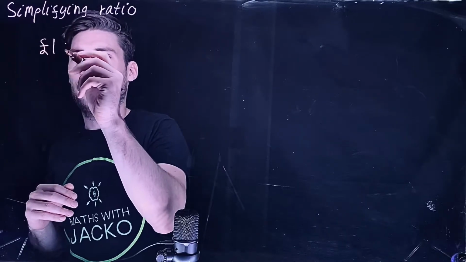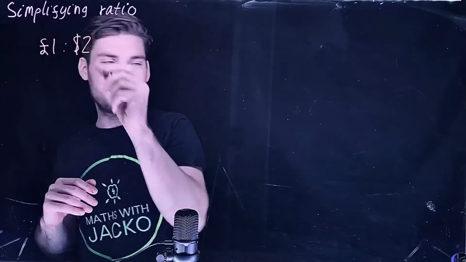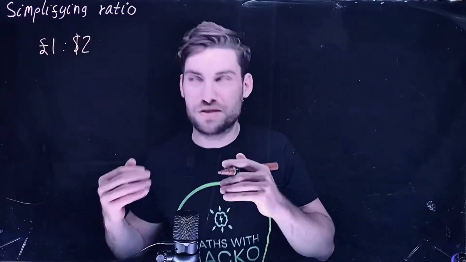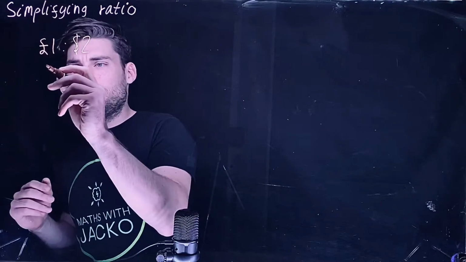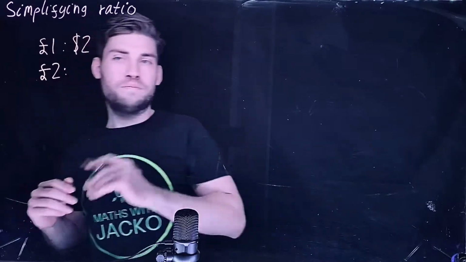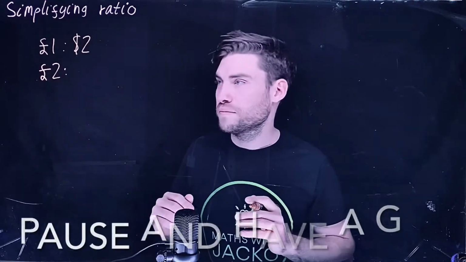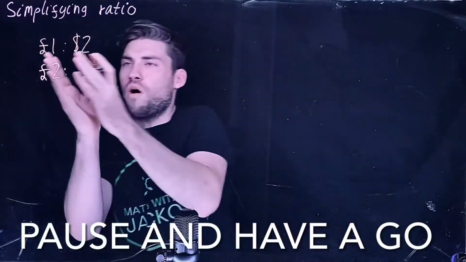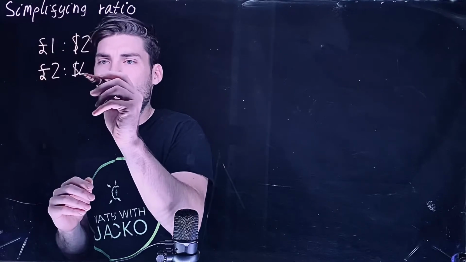£1. And for every £1, you get $2. I know that's not exact, but just to make the example easier, I'm not going to play about with too many decimals. So, for example, if you get £2, right, pause the video, have a think, how many dollars would that be? Right, so £1 is $2, so you have £2, you should be saying you get $4.